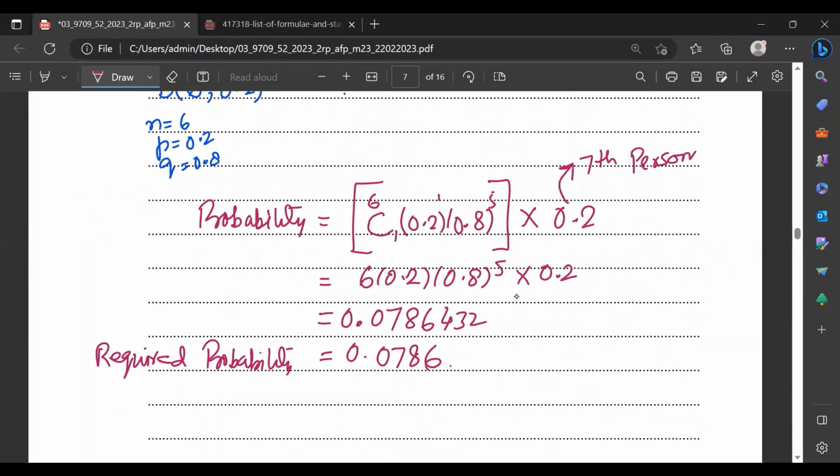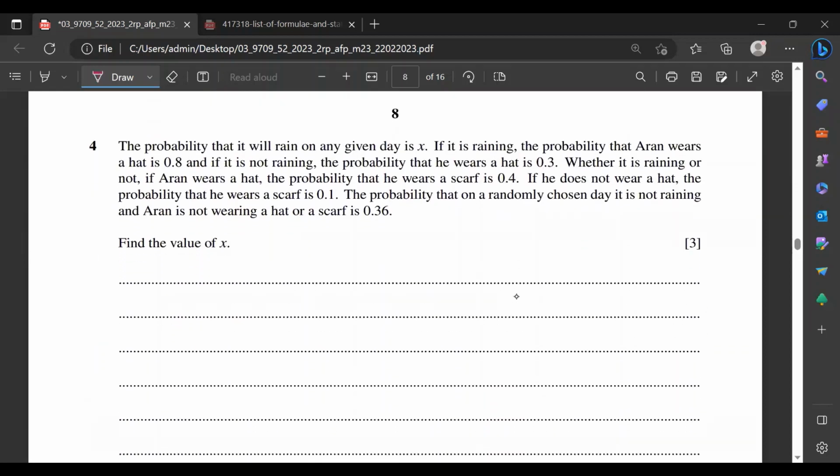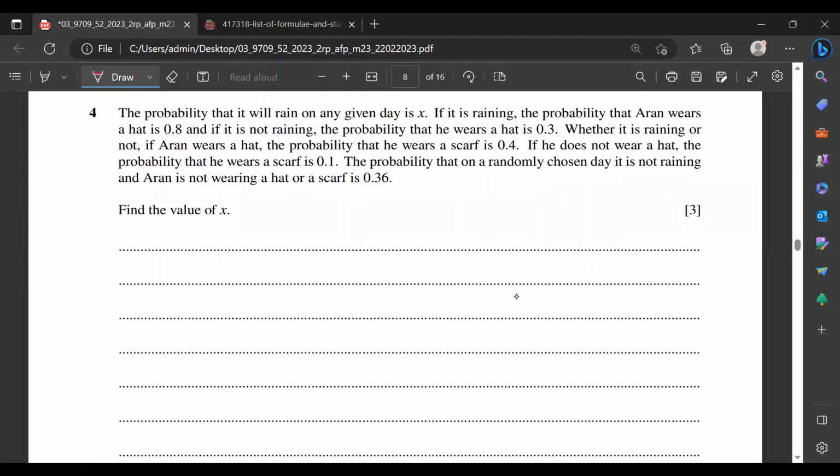Question number 4 is: the probability that it will rain on any day is X. If it is raining, the probability that Aaron wears a hat is 0.8, and if it is not raining, the probability that he wears a hat is 0.3. Whether it is raining or not, if Aaron wears a hat, the probability that he wears a scarf is 0.4.